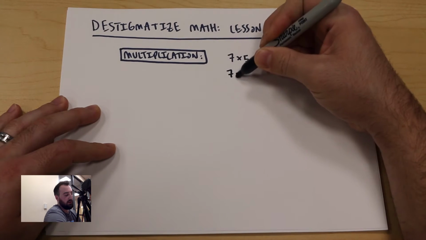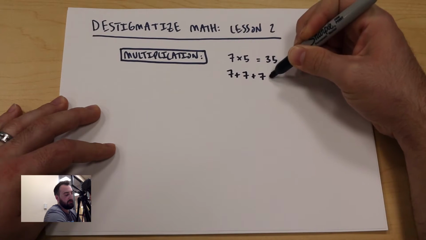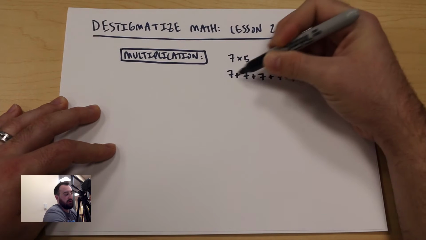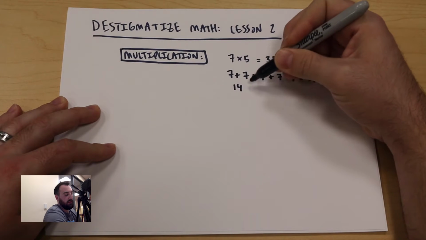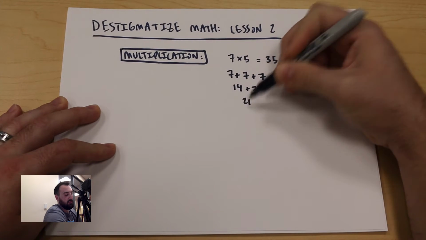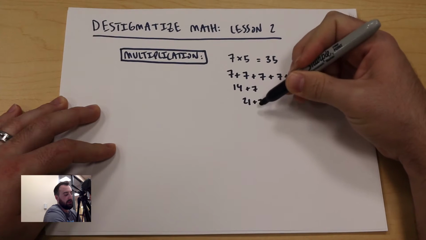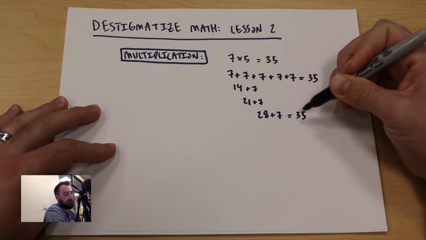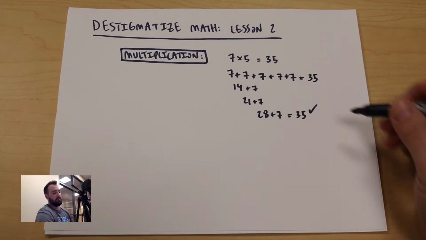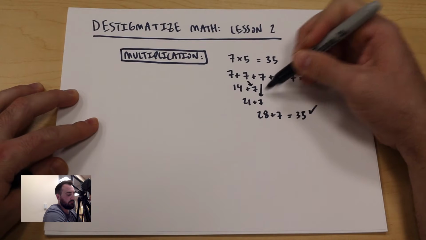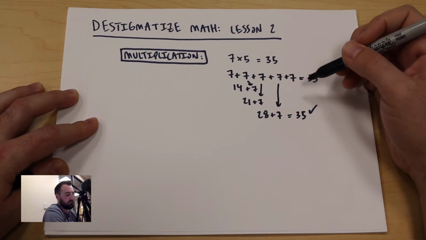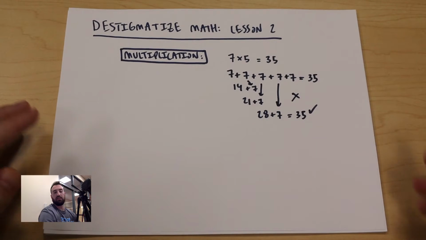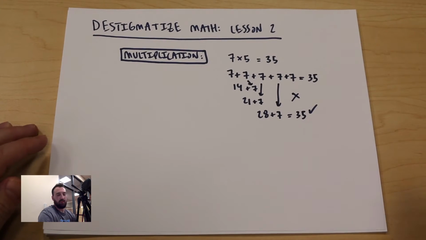I can also say 7 plus 7 plus 7 plus 7 plus 7 equals 35, where 7 plus 7 is 14. If I add 7 to that, I get 21. I add 7 to that, I get 28. And then I add 7 to that, I finally get 35. Oops, I missed one. Whatever. You get the gist.